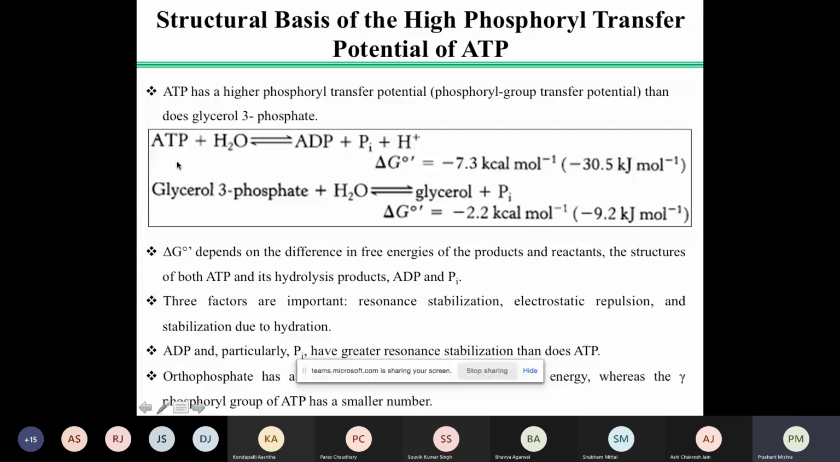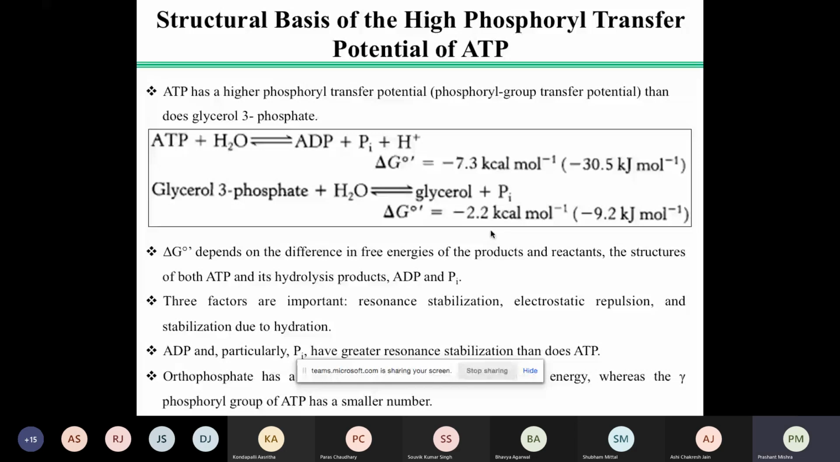So you look at the first reaction, ATP hydrolyzes, delta G0 prime is minus 7.3 kilocalorie per mole. And if I take glycerol 3 phosphate, where the phosphoryl group is again dissociated, the delta G0 prime value is minus 2.2 kilocalorie per mole. So why are these differences in these reactions occurring? So delta G0 depends on the difference in the free energy of the product and the reactant, and the structure of both ATP and the hydrolysis products ADP and Pi. So what is determining it? One is the structure of ATP and another is the structure of the product. So the substrate and the product.